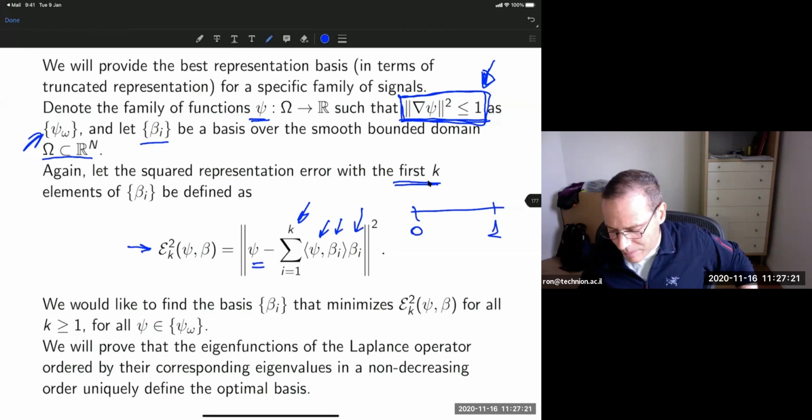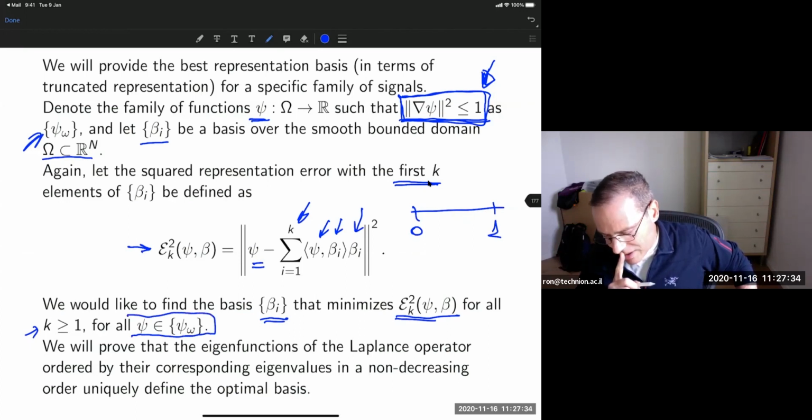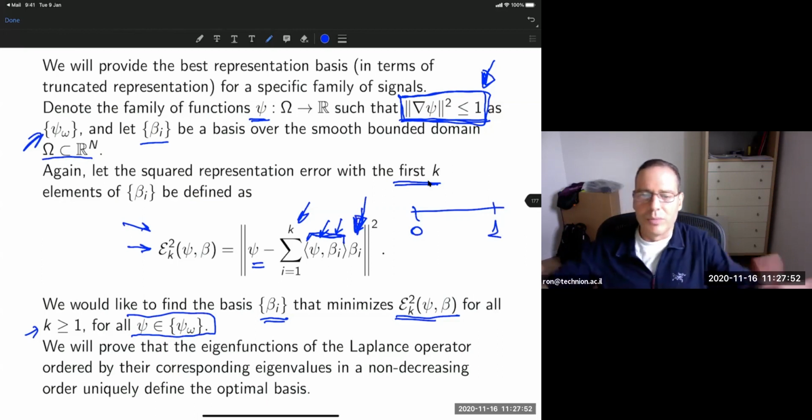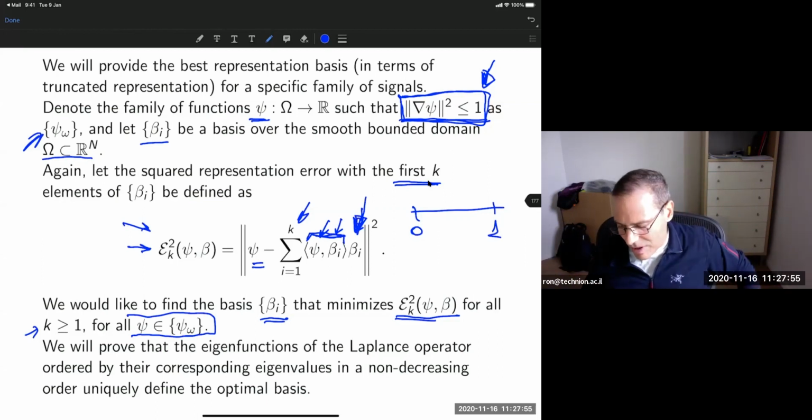So we would like to find the beta that minimizes the error for all k larger than one, and for all psi that belong to this family. Previously, we optimized epsilon, and given a beta, we asked what would be the best coefficients. Now we would like to optimize for beta itself. And in order to be as general as possible, we limit ourselves to this kind of a family.